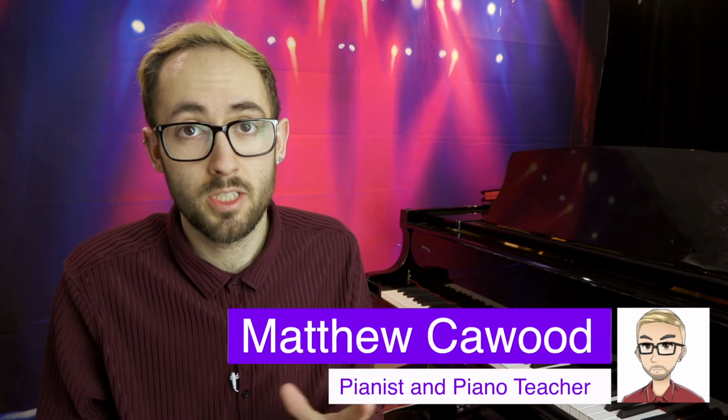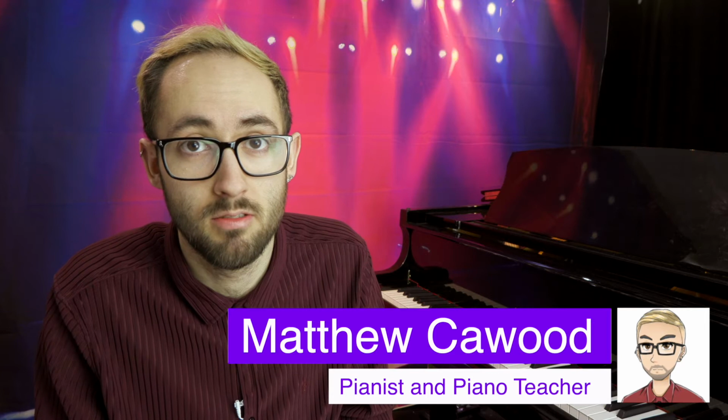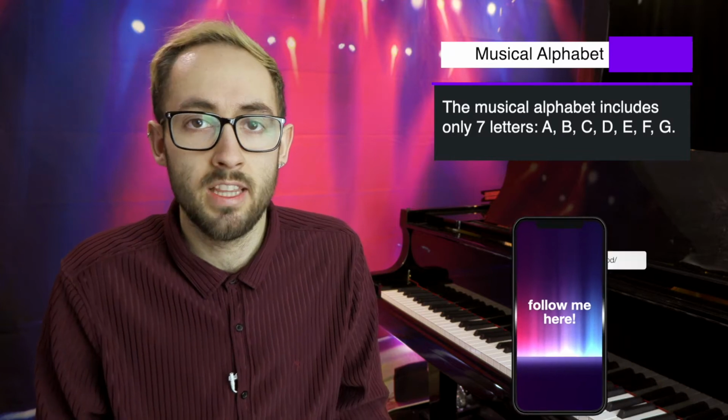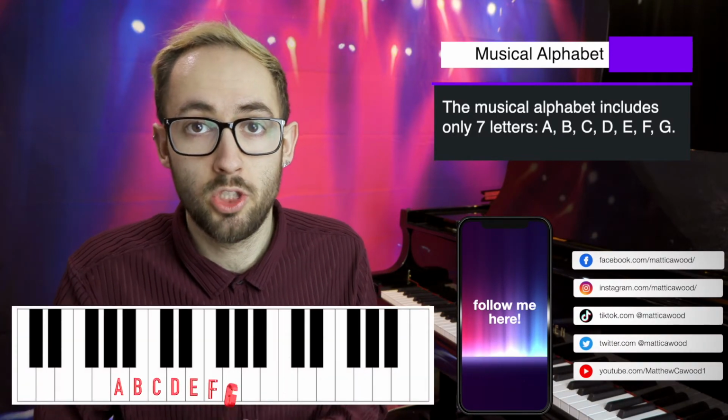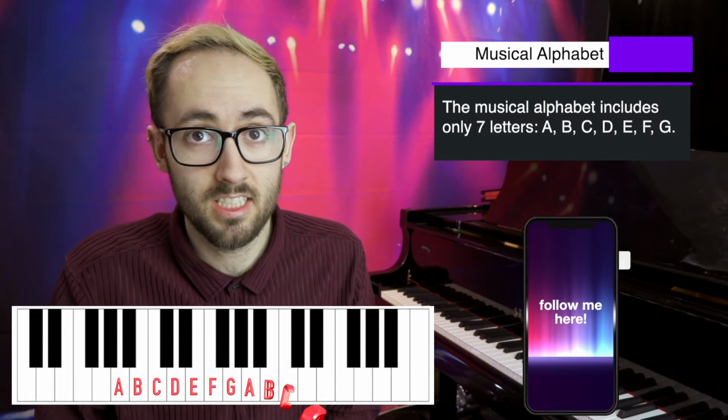In this video we're going to be talking about how to read music on the piano, so let's get straight into it. On the piano, each of the white keys is a letter between A and G, so the musical alphabet is A, B, C, D, E, F and G. And these notes repeat on the piano over and over again, so once you've got to G, then the next note is A and it starts again.